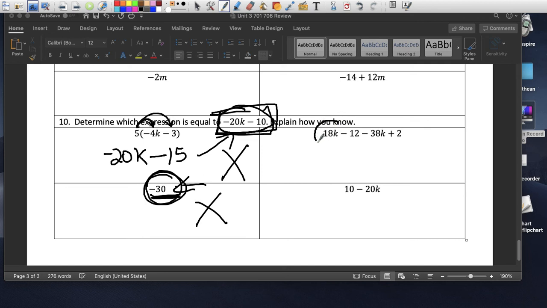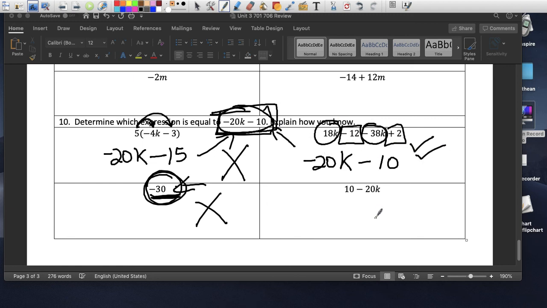Let's combine like terms. 18k with negative 38k gives me negative 20k. So far, so good. And then negative 12 plus 2 gives me negative 10. So when I combine like terms, does this have the same value as this? Yes, it does. This is a good thing. This one actually works.